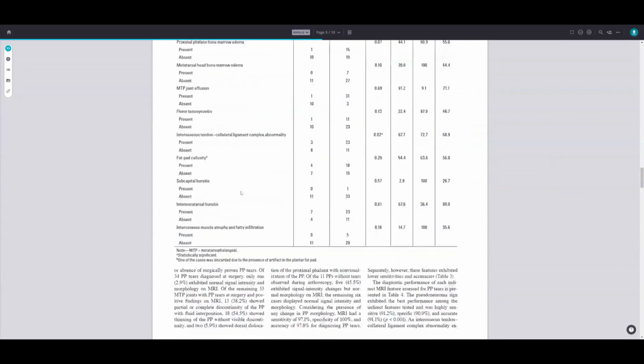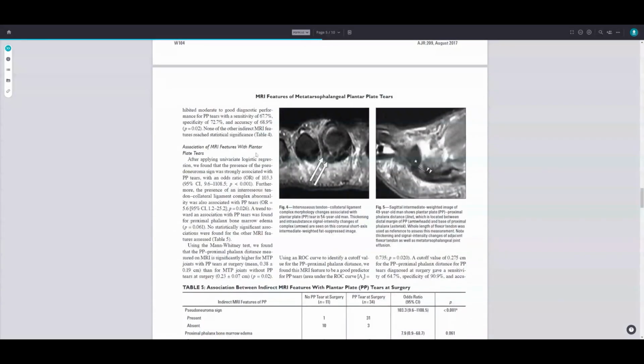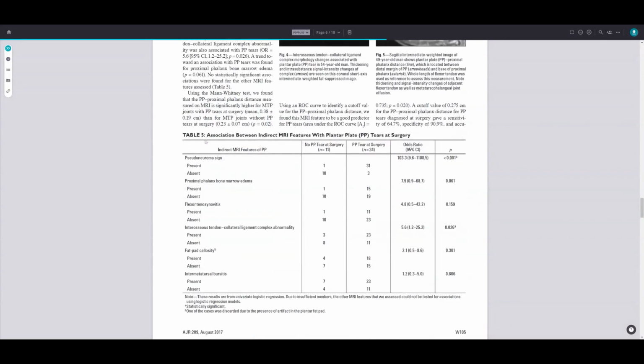Of course, I leave this for you to evaluate because I think everything in this article is important, including the imaging, which helps us to find this interosseous tendon thickening. This is an earlier sign that I see very common in patients who have early plantar plate dysfunction. Notice the pericapsular inflammation. In this different patient, they're showing us that plantar plate proximal phalangeal distance line. And they again talk about the association between those indirect features with plantar plate tear at surgery.